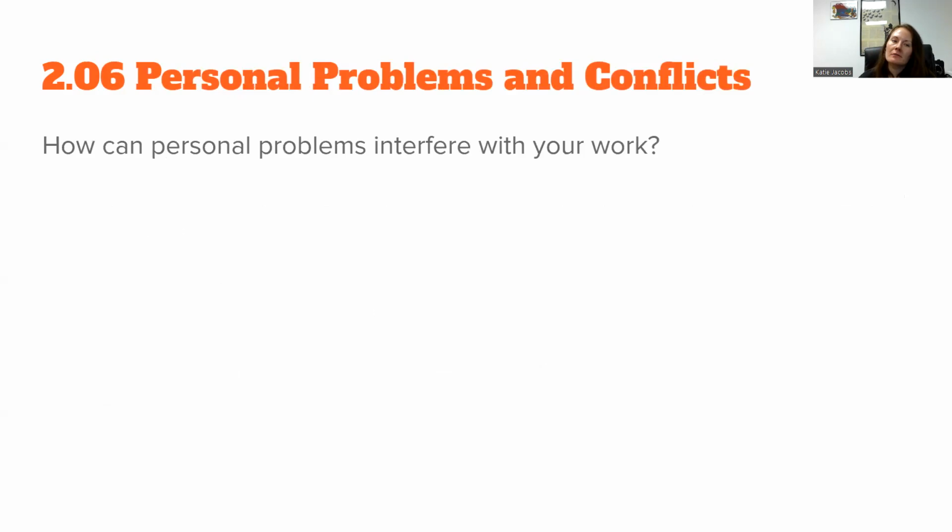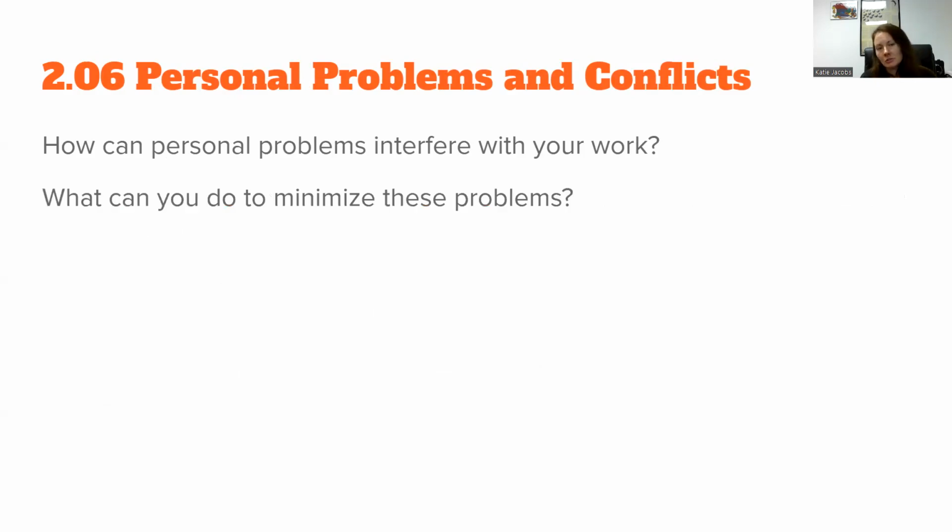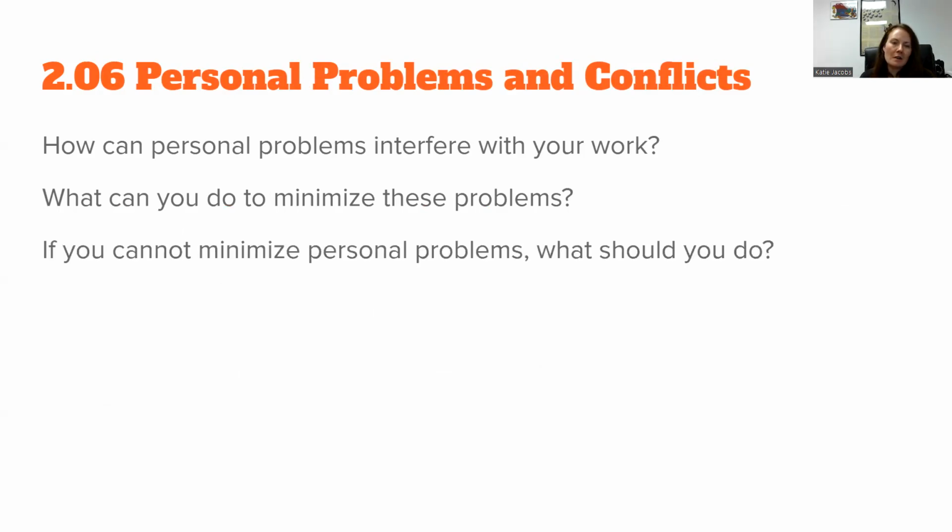2.06, personal problems and conflicts. If we were in an in-person class, I would ask you, how can personal problems interfere with your work? How have they interfered with your work before? So what can you do to minimize these problems? So now that you've thought about that a little bit, like when you've had problems in the past, what have you done to be able to minimize that? So if you cannot minimize personal problems that would interfere with your research or your practice, what should you do?